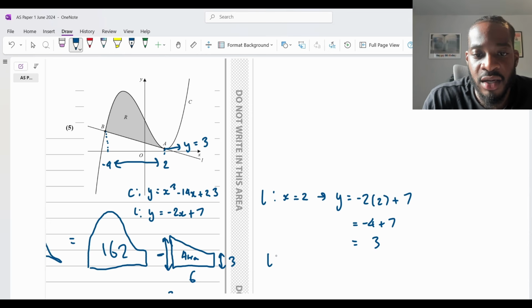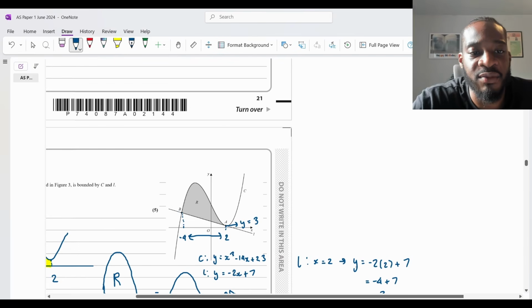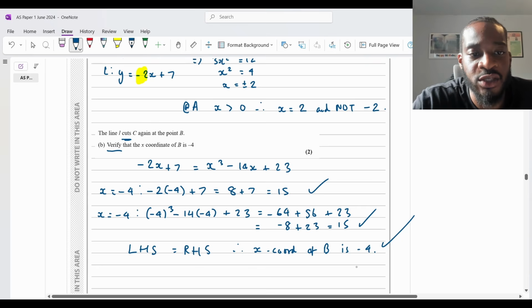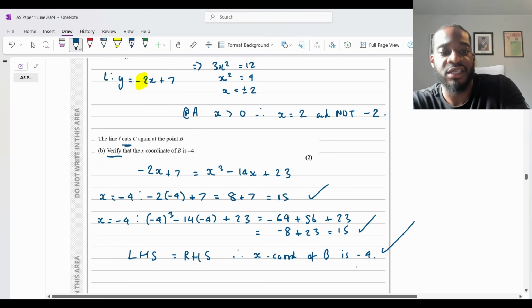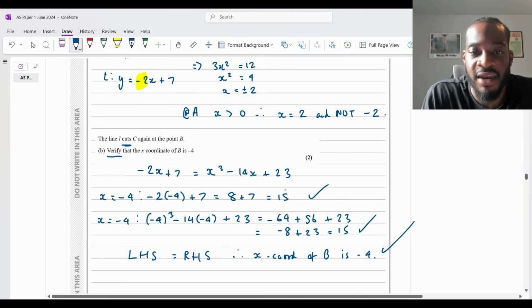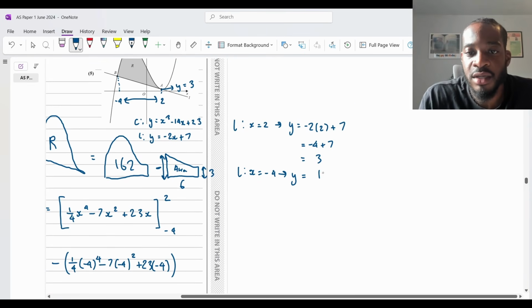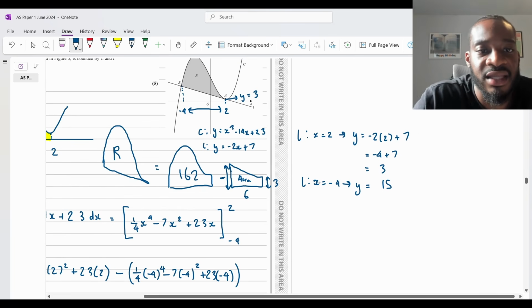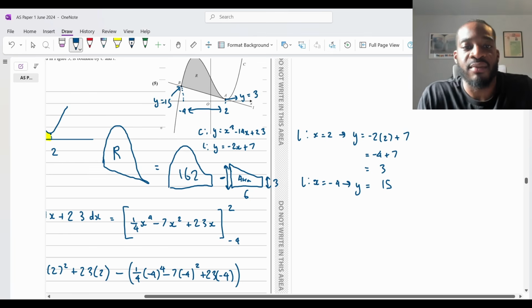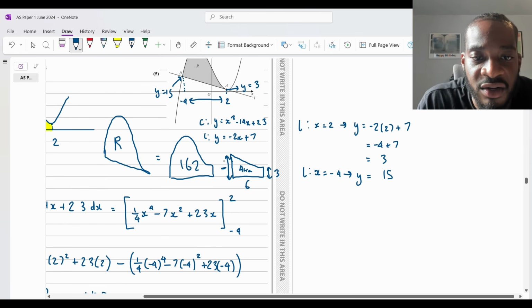So we already did this actually in part B. Minus 4, that was just 15, isn't it? Because we verified that the x coordinate of B is minus 4. So we already plugged in minus 4 into both of them and we got 15. So we don't actually need to do it again. Yeah, we know for certain that the y coordinate is 15, which would mean that this y coordinate right here is 15. And that would mean that this here is 15, isn't it, over there?